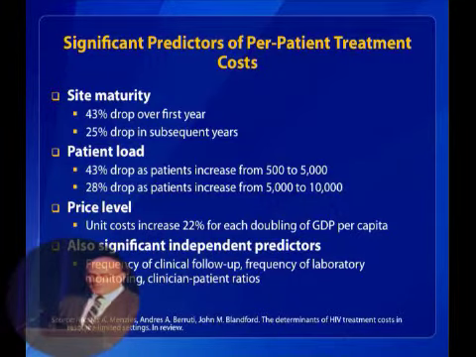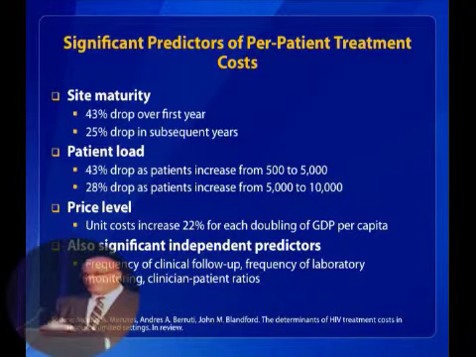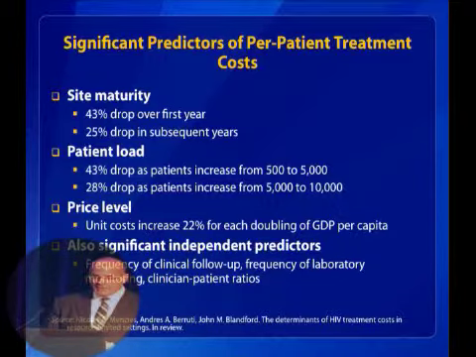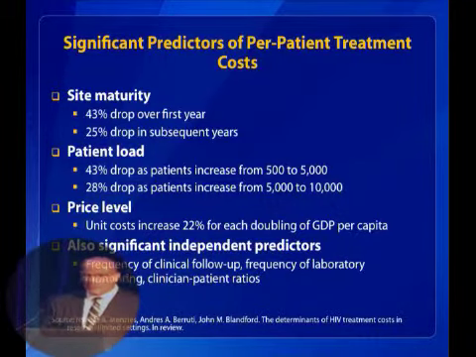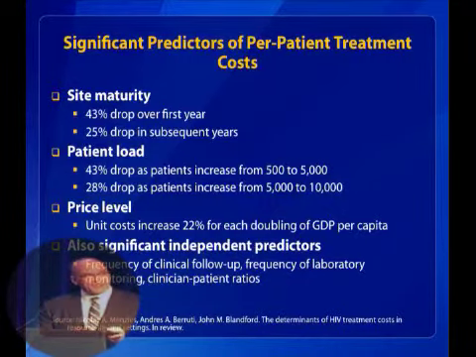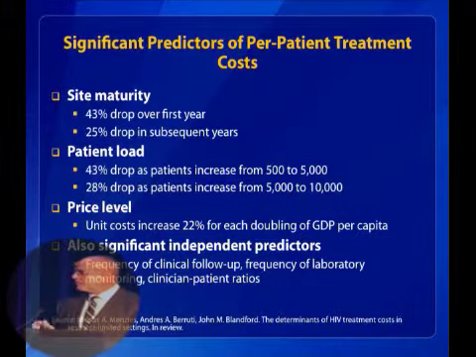So site maturity, the cost dropped 43% over the first year. Again, we're spreading fixed costs. We're establishing the capacity, and the programs are growing and getting more efficient. 25% drop in subsequent years. Patient load is significantly negatively correlated with patient costs. Price level, which would map to the cost of internal resources such as labor, infrastructure, and the like, increases 22% for each doubling of GDP per capita. Also, significant independent predictors are frequency of clinical monitoring, frequency of laboratory monitoring, and clinician-patient ratios, which again, I think something to start thinking about is what are the trade-offs we can start making in terms of getting access to more people given the resource constraints we're facing.